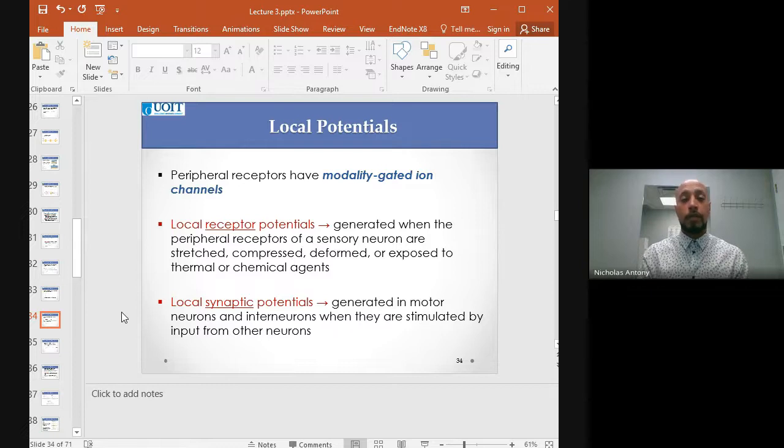One thing: you may see this definition in the textbook. Local receptor potentials are when they are at the receptors of the sensory neuron. So this is another way to say modality gated channels. Receptor means the beginning, this sensory receptor. Synapse is when you have one neuron attaching to another. So another way to say ligand gated channel potentials is local synaptic potentials. So modality gated channels generate local receptor potentials, because that's where they are, sensory neurons. And then ligand gated channels generate local synaptic potentials.